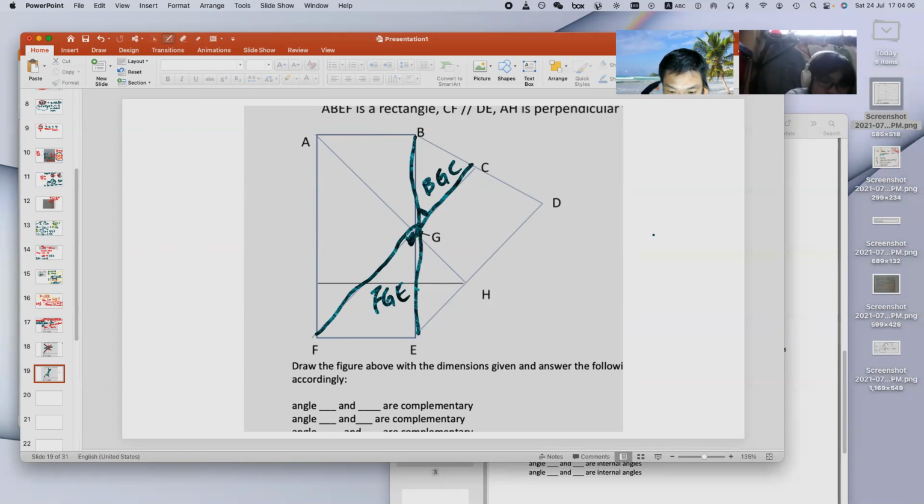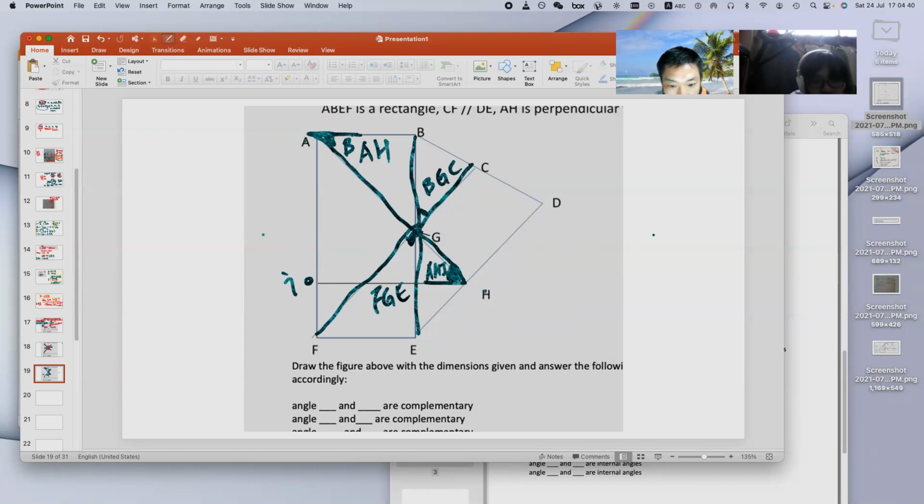Okay. Then of course for alternate angles, definitely you have this Z. Can you see this Z? So that means this and this. Right? So what is this angle? This is BAH. And what is this angle? AHI. So AHI. Okay. Another Z.